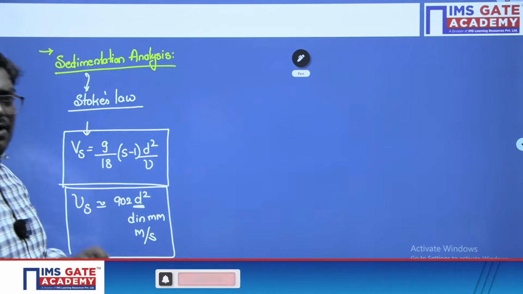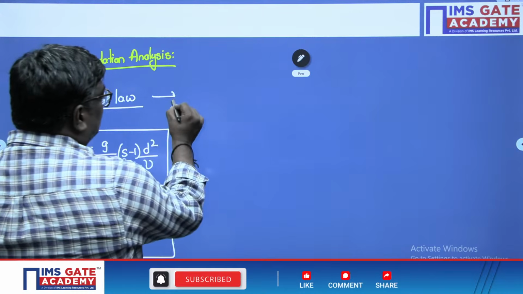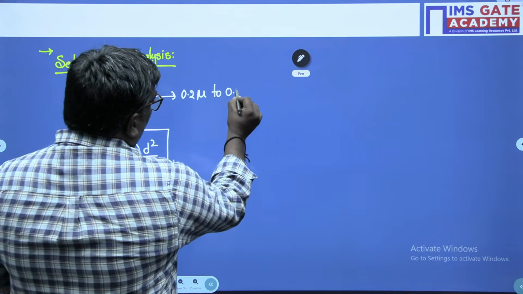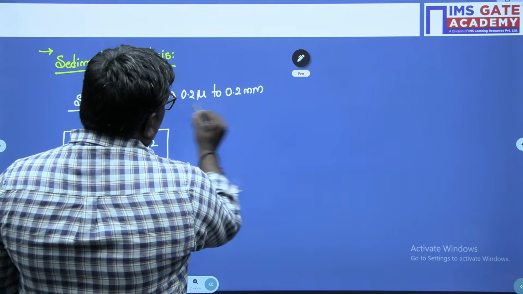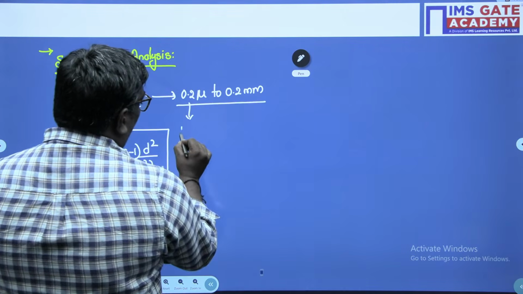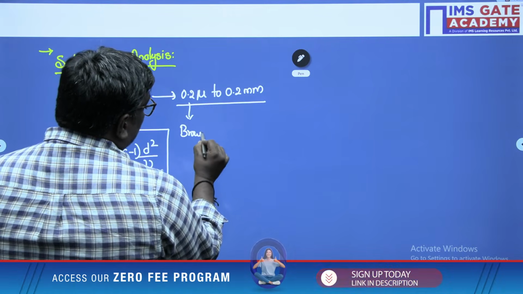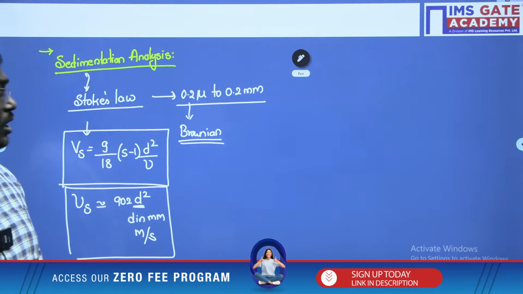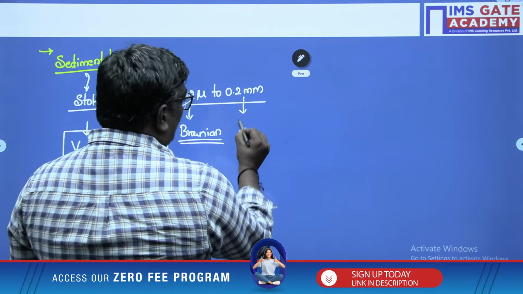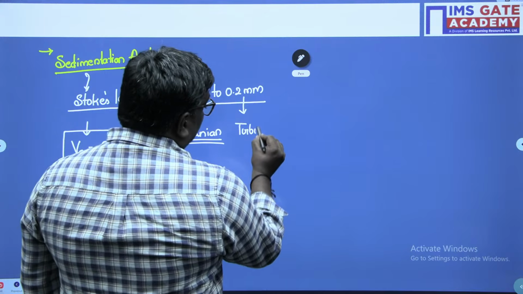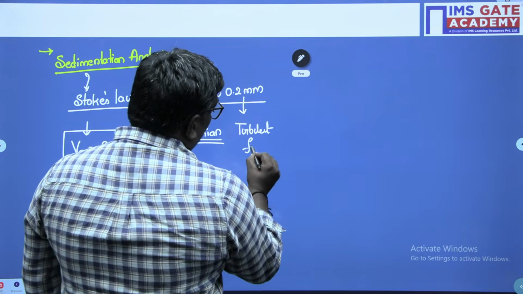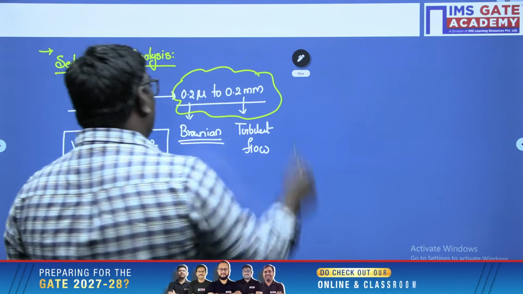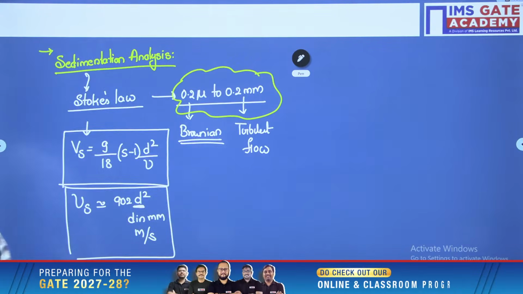Stokes law is valid for 0.2 micron to 0.2 mm. Agree, my dear students? If it is less than 0.2 micron, Brownian movement will happen. That is the reason they will not give sizes less than 0.2 micron. If it is more than 0.2 mm, turbulent flow will happen. So this is why it is applicable for 0.2 micron to 0.2 mm. Any doubts, my dear students?